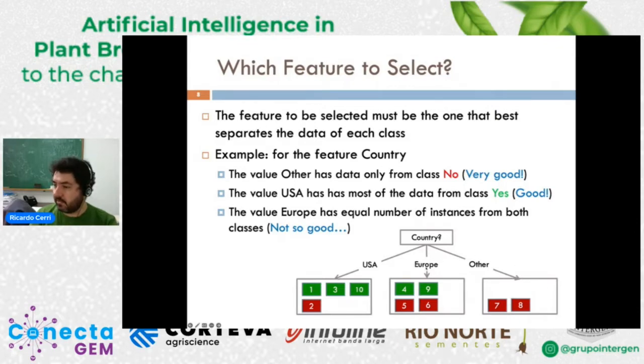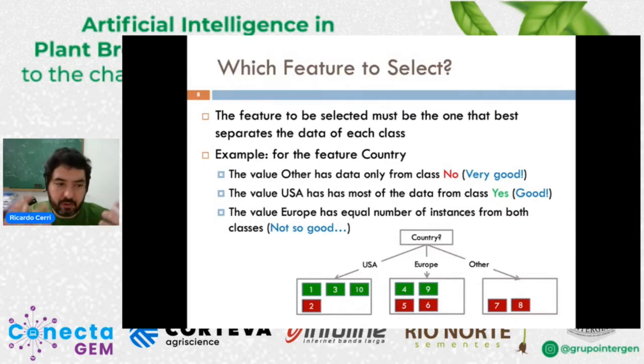If we get the value USA, it results in a data set with 3 samples from class yes and 1 sample from class no. So we have many more samples from class yes than from class no. It's a good division. However, for the value Europe, the subset of instances generated is not that good, because we have 2 samples for each class, so we cannot conclude anything.